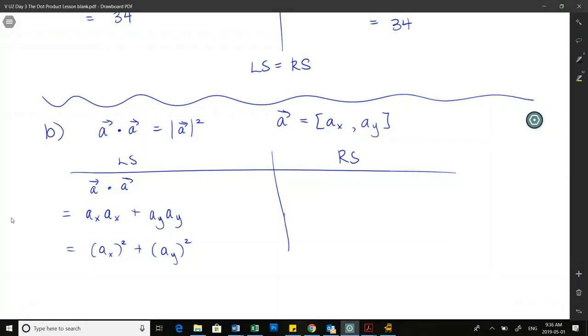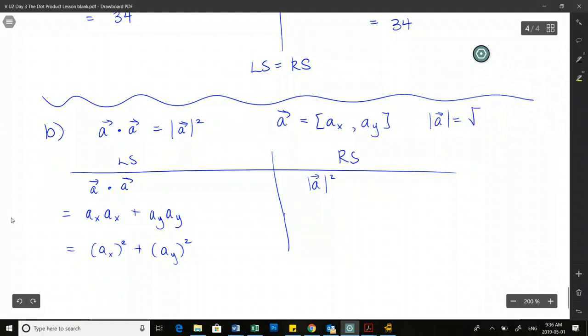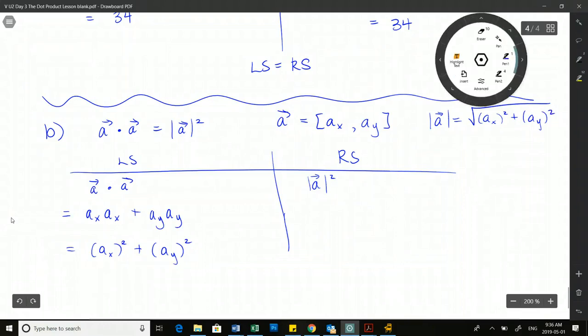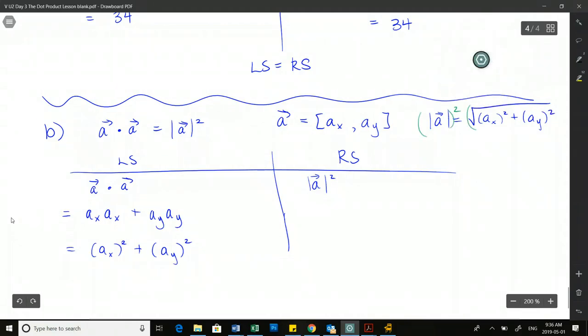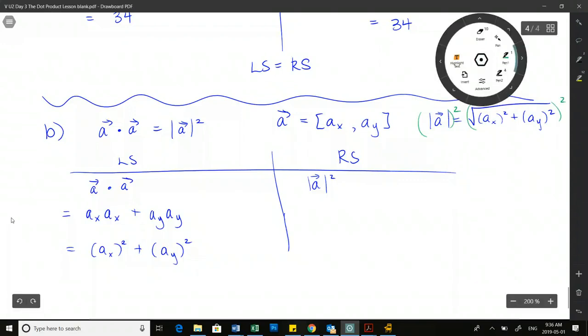Makes sense? Okay, and then like we said, magnitude of A squared, we know because the magnitude of A is actually equal to the square root of ax squared plus ay squared. If I have magnitude of A squared, I just need to square both sides, right? So I square this, and I square this, and I've got that ax squared plus ay squared.